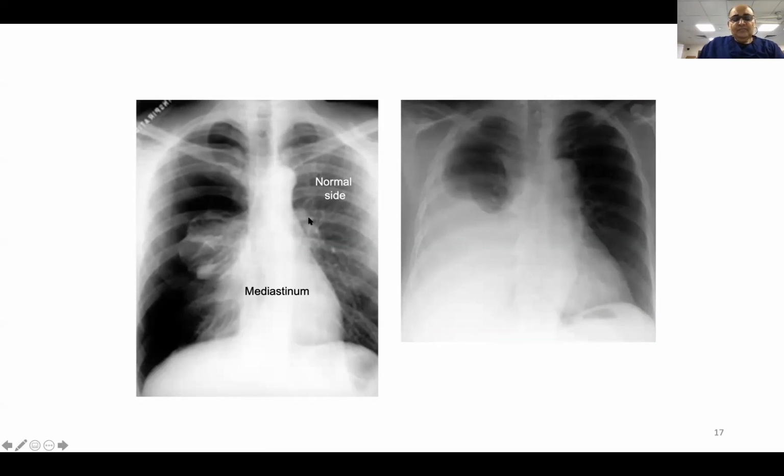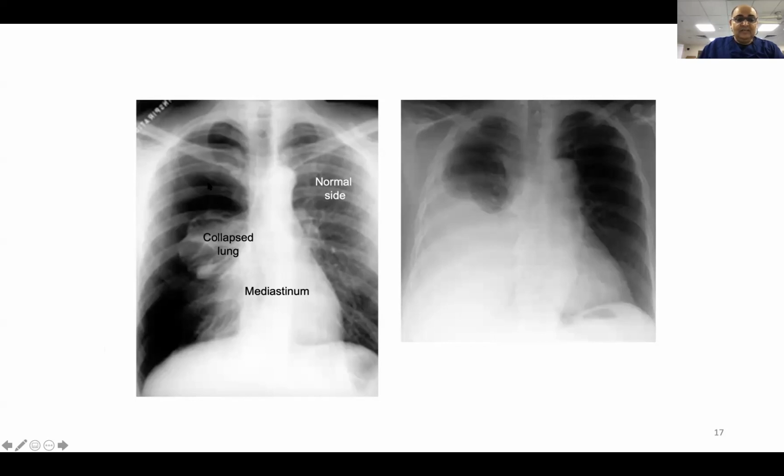Anyways, so this is my mediastinum, this is the normal side, and this I'm saying is the abnormal side. We have talked about this x-ray before also. So now this is a collapsed lung. Look at it. This lung has been collapsed. It has shrunken. Here, this is a fully expanded lung, and this is a collapsed lung.